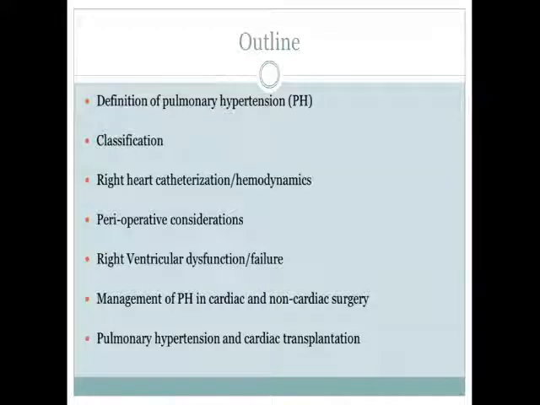I'm just going to quickly define pulmonary hypertension, mainly using the hemodynamic classification, in addition to the WHO classifications. I'll talk a little bit about initial TTE for diagnosis, and a little bit about the right heart cath. I'll talk about the physiology of right ventricular ischemia and failure, and then a little bit about perioperative management in non-cardiac and cardiac surgery, and a little bit about how they manage end-stage heart failure patients with pulmonary hypertension prior to heart transplant.